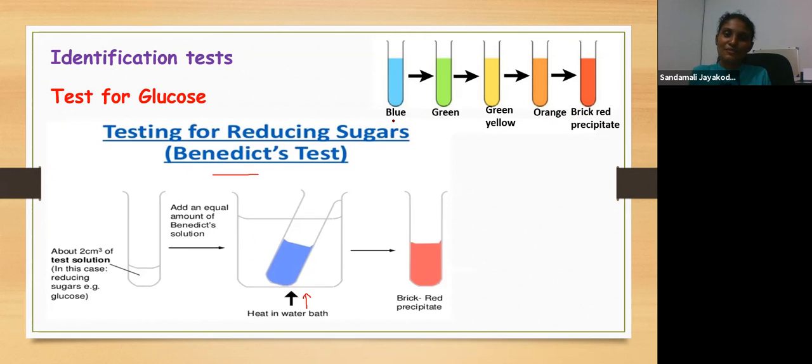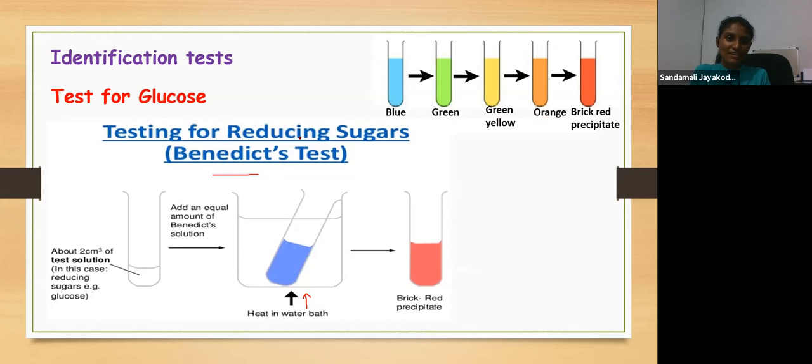So here at the beginning it is blue, and then it turned into green, and it turned into greenish yellow color, and then it turned into orange. Finally it turned into brick red. So if we do a test for this, we can observe this nice color change from blue to brick red precipitate. So this is glucose.